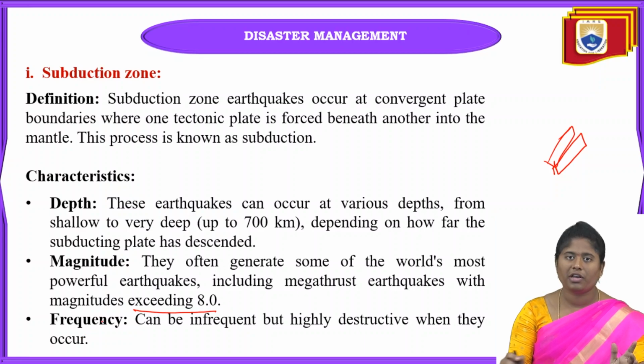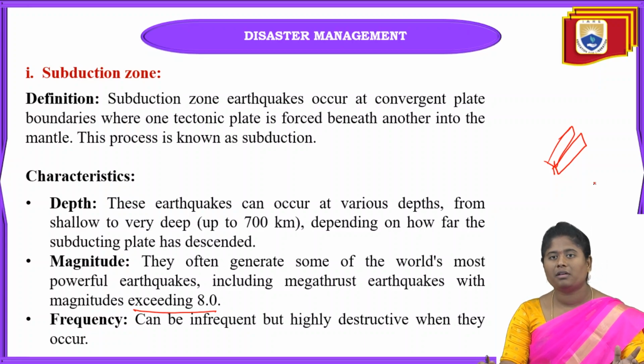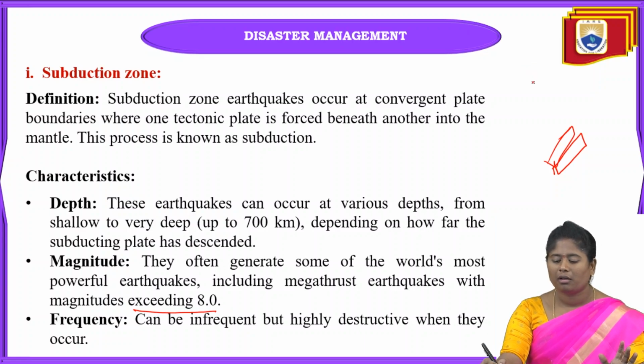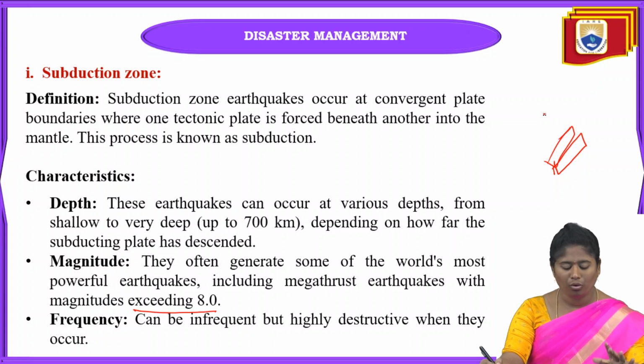And next one is frequency. In this frequency, it is very highly destructive when they occur. Why? Because we all know that any very huge earthquake causes so much human loss or animal loss, and its magnitude will be 7 or above. If it is above 7, it is a very huge earthquake. So when a subduction zone earthquake occurs, it is very highly destructive.